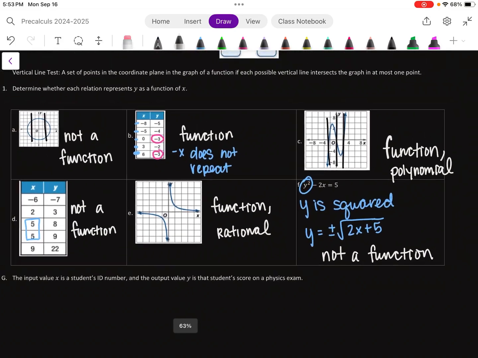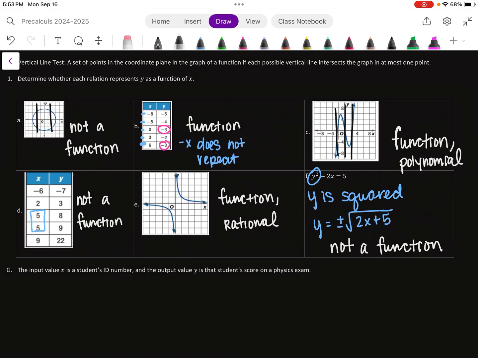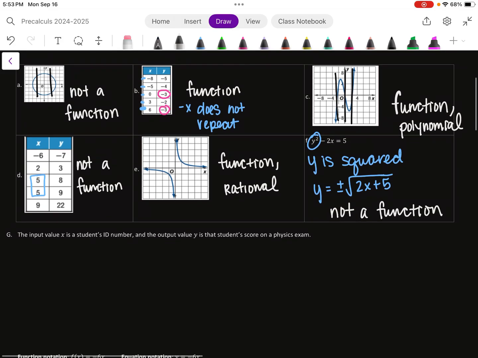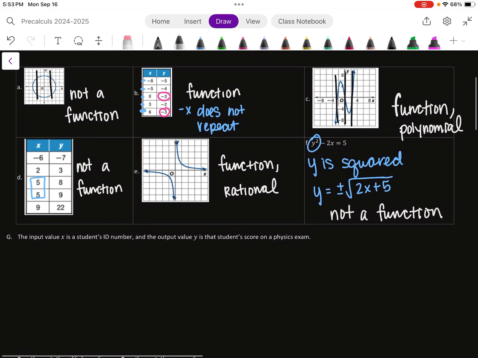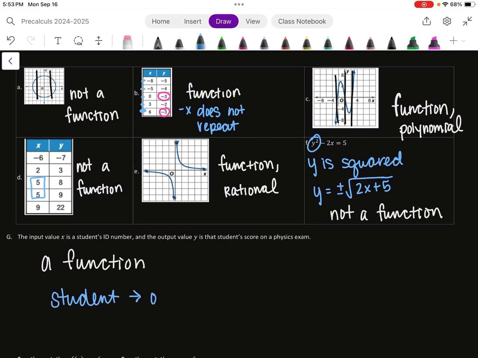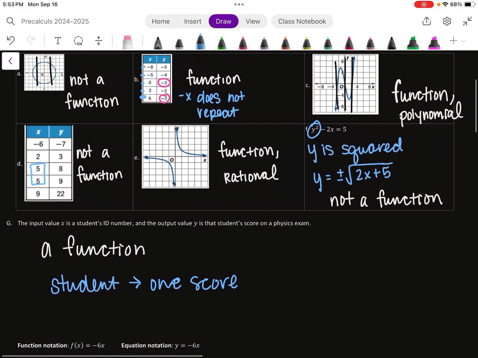And the last representation I have here is the input is X, the student's ID number, and the output is Y, the student's score on the physics exam. So that is a function. One student is going to have one score, right? You're not going to have multiple scores for a physics exam, right? So yes, it is a function.